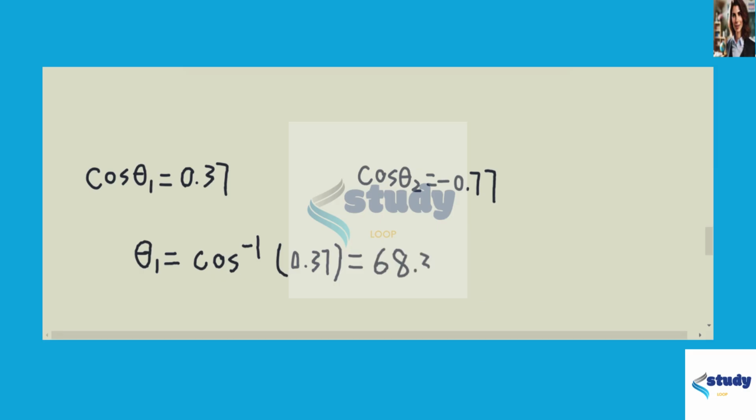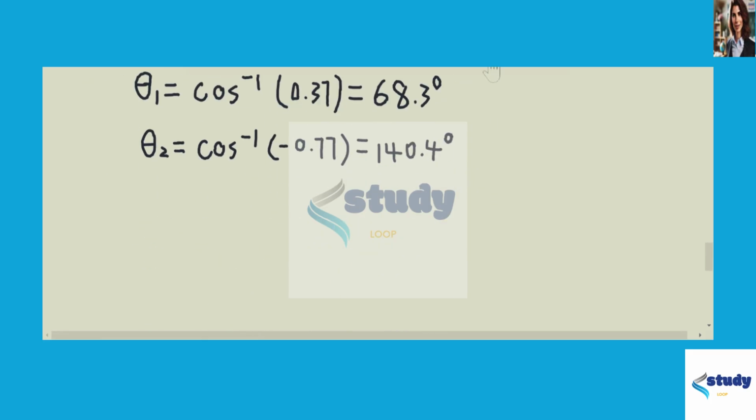And the second angle, theta 2, is the inverse cosine of negative 0.77, and this will give us an angle of 140.4 degrees. And remember, the angle theta is less than 90 degrees. So the angle should be equal to theta 1, which is 68.3 degrees. And these are the answers for this question.